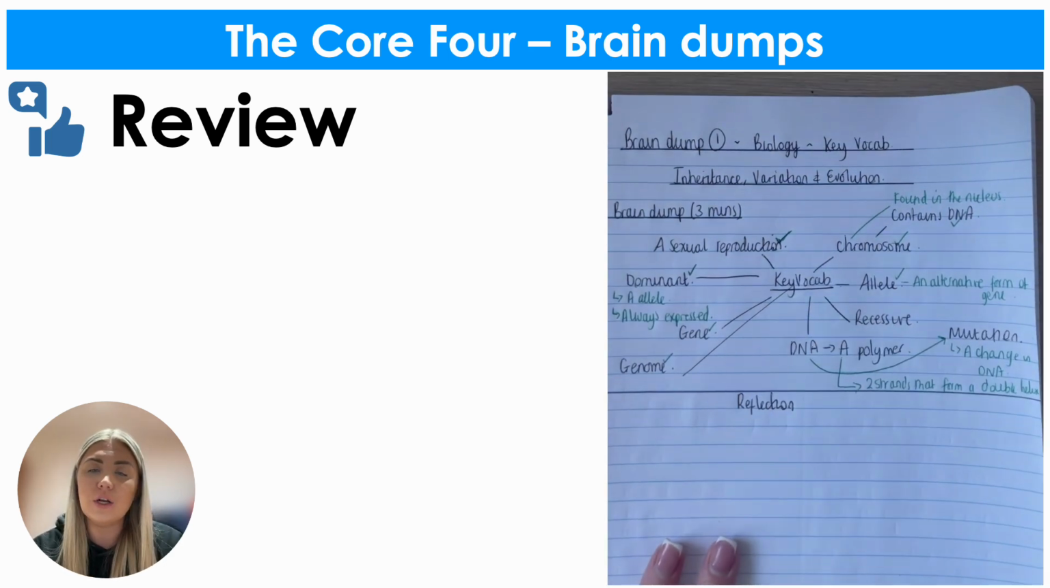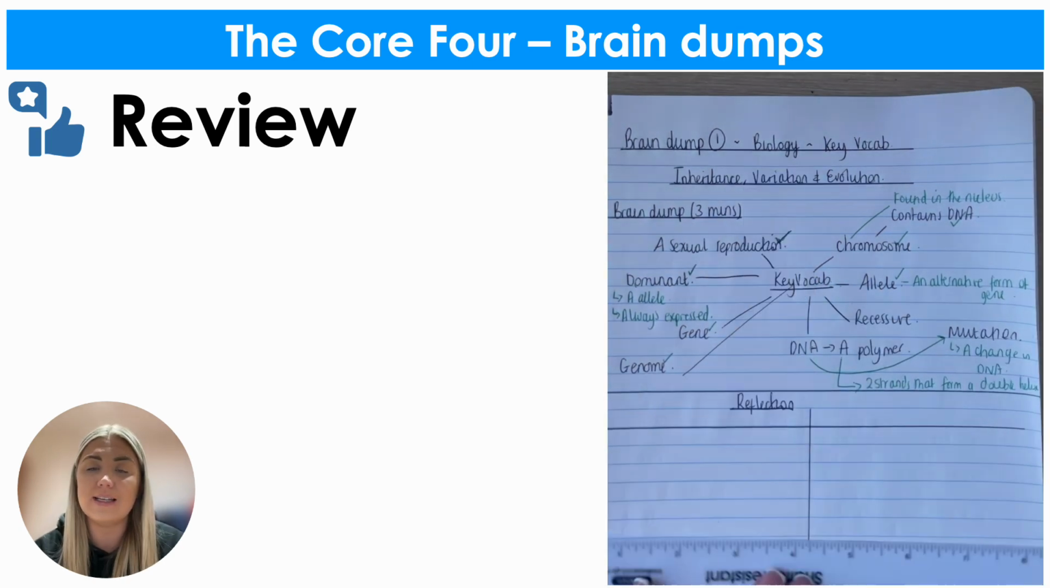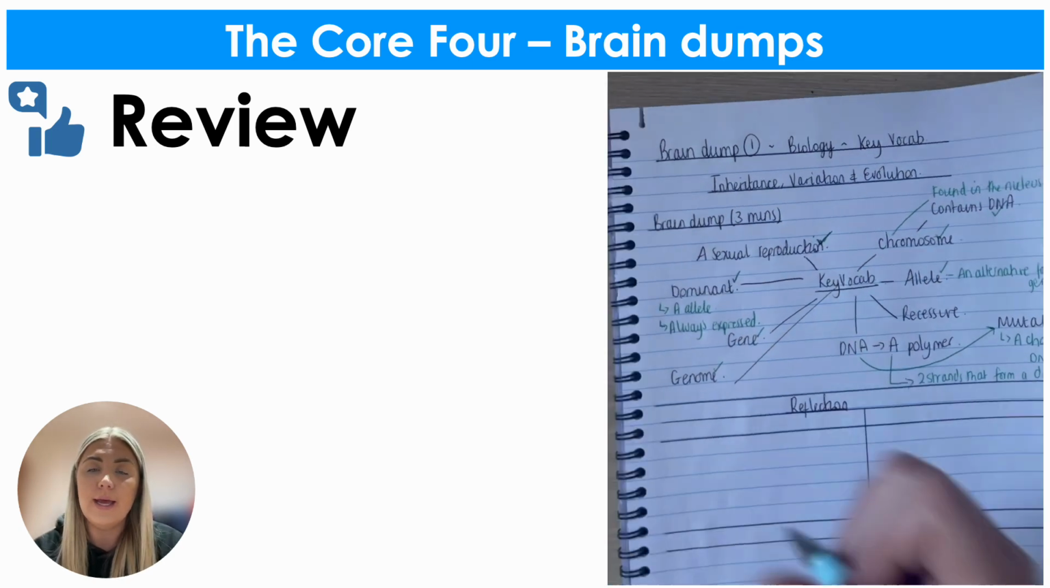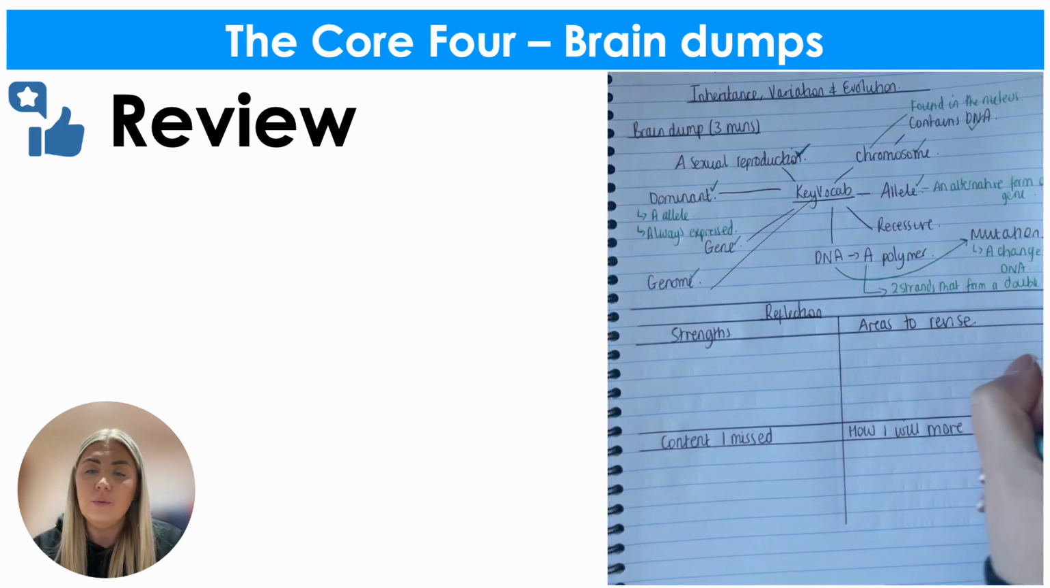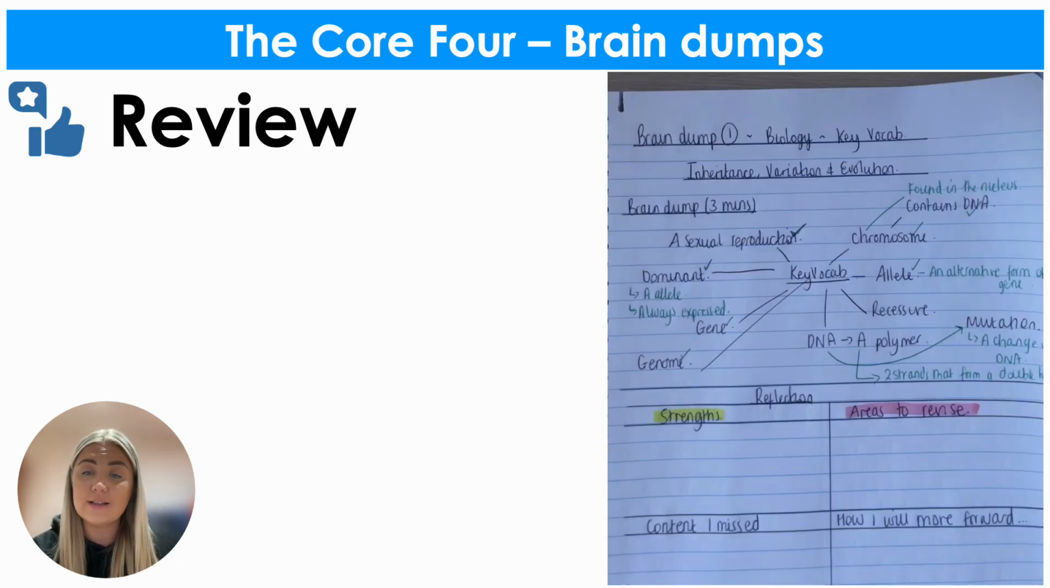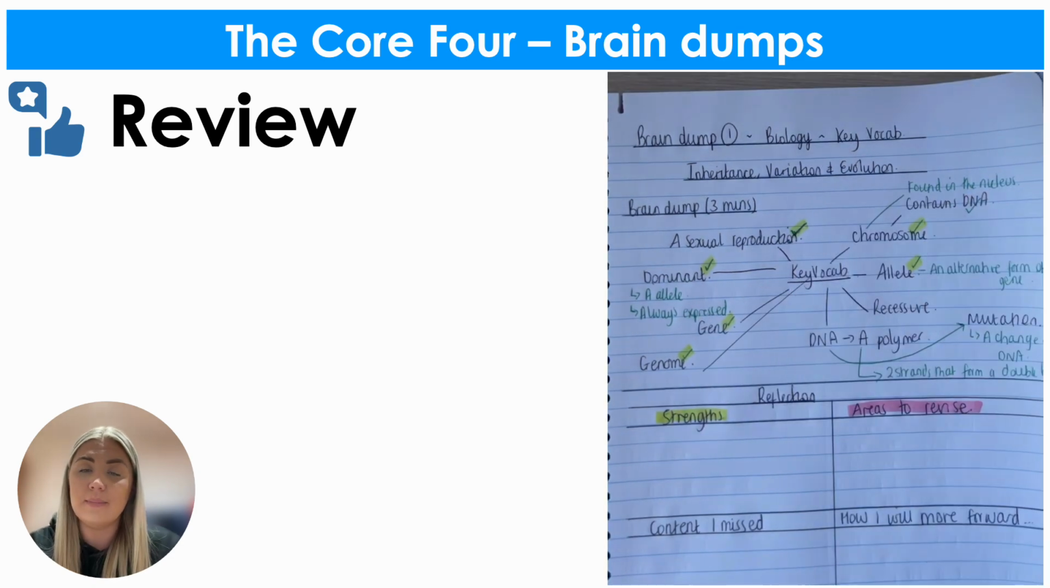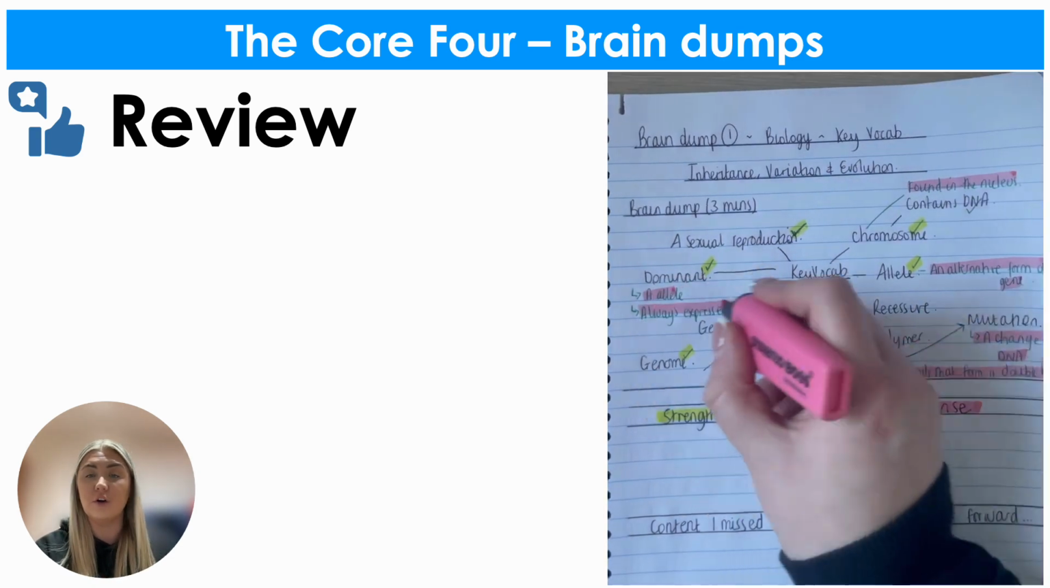So we need 2 coloured highlighters, and we're going to start reflecting now on our brain dump. And to do that, underneath our brain dump, we're going to create a table with 4 different columns. We've got strengths, areas to revise, content missed, and how I will move forward.